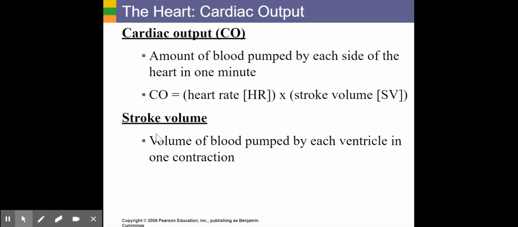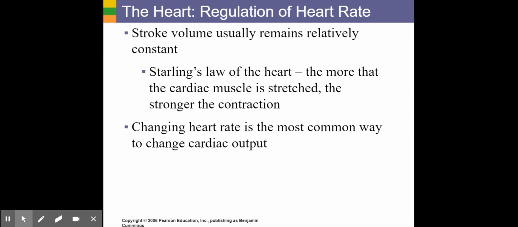Stroke volume is essentially the volume of blood that is actually being pumped out of the heart in each contraction. So how much blood is being ejected during that contraction, and that will give us our basic cardiac output. That can be measured a couple of different ways. We can measure it with a blood pressure cuff itself, so we can look at that diastolic versus systolic pressure number, and then we can also do electrocardiograms and things like that that can give us an idea of what's actually being pumped out of the heart at one time.